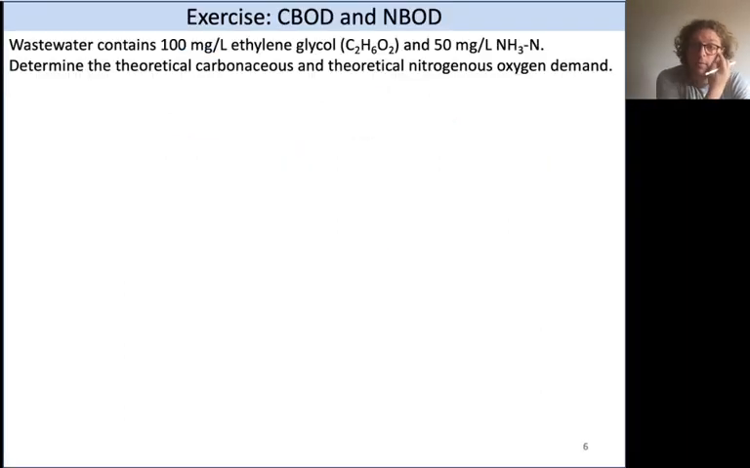So the last thing I wanted to do on BOD is a quick example, just to help you see how these calculations might look. In this problem, we're given wastewater with 100 milligrams per liter of ethylene glycol, chemical formula given, and 50 milligrams per liter of ammonia as N. We're asked to determine the theoretical CBOD and NBOD, and I'll also do the ultimate, the total BOD for you as well on the next slide.